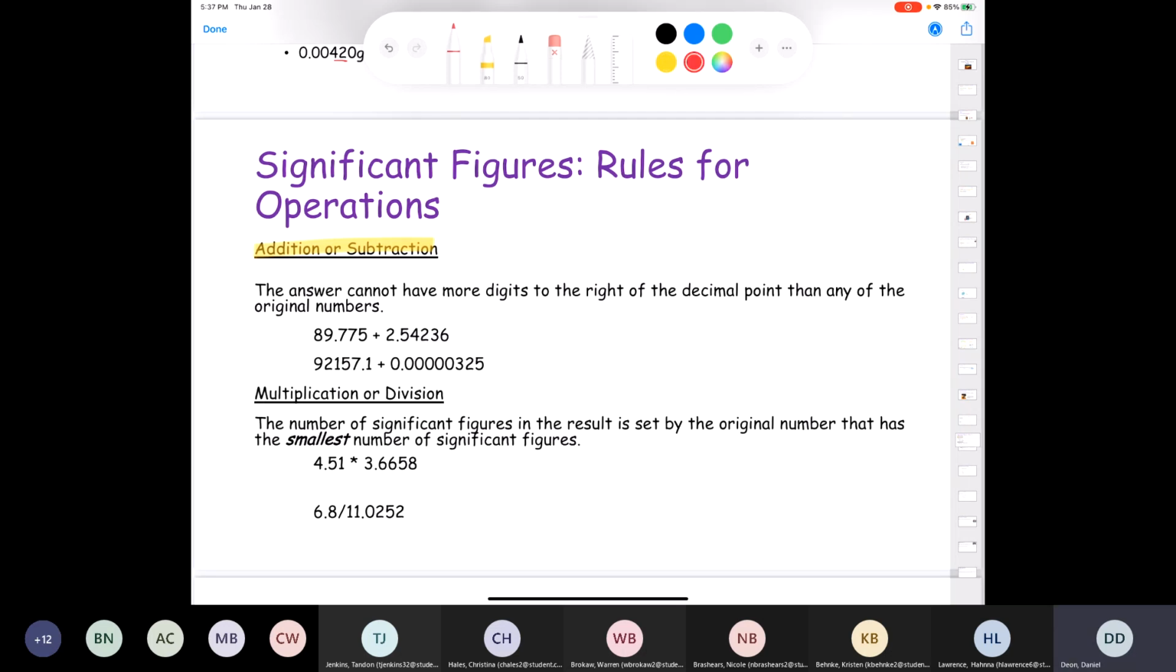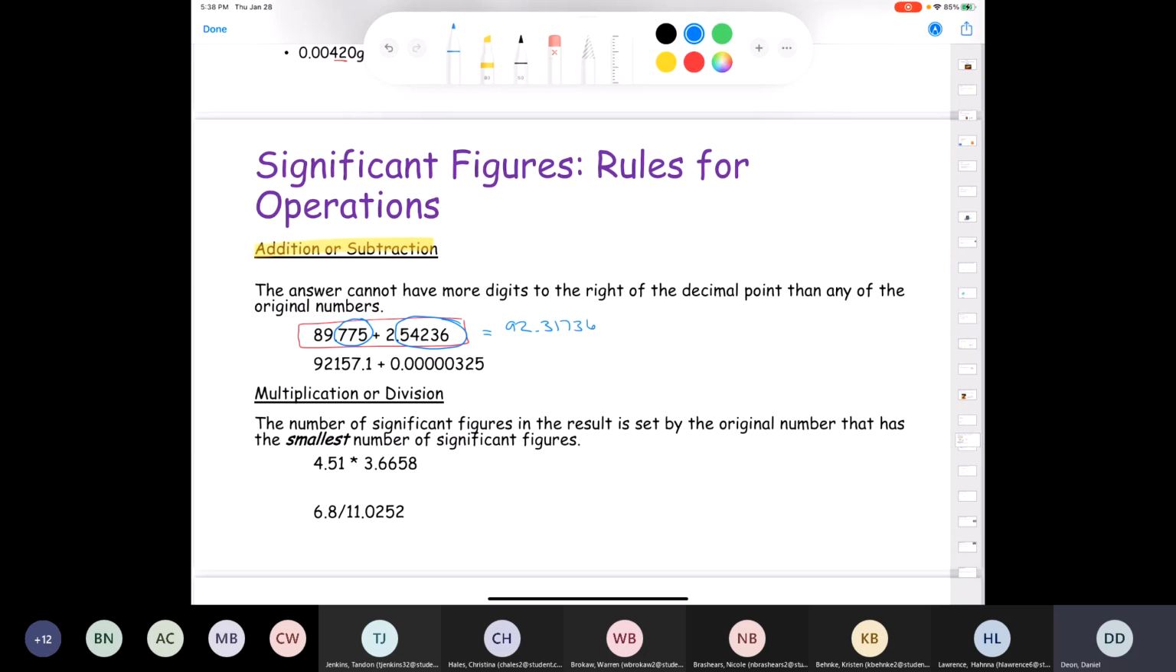If you're trying to add up these two numbers, the first number has 1, 2, 3 decimal places. This number has 5 decimal places. What's a lower number, 3 or 5? 3 is a lower number. Therefore, your final answer can only have 3 decimal places. I'm going to take this and punch it into my calculator, 89.775. I recommend following along. You have 2.54236. I end up with this big number. I get 92.31736. This is what my calculator is telling me.